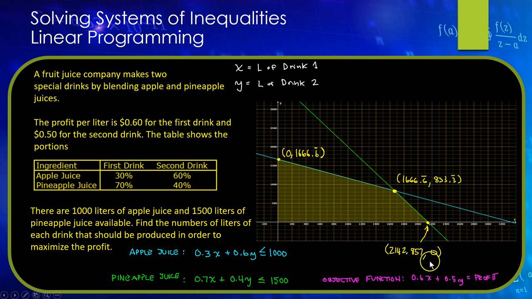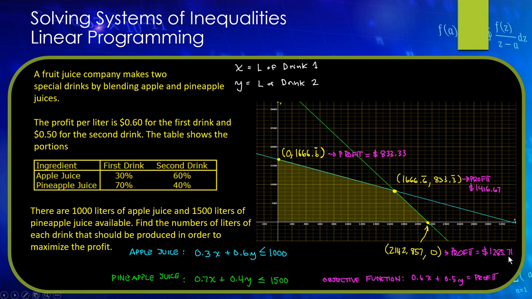So that's going to be 0.6x for 60 cents for each liter of drink 1 and 50 cents for each liter of drink 2. Adding those together will give me the profit. Now, plugging in the x and y values I have in these ordered pairs, this would give me a profit of $833.33 approximately. This would give me a profit of $1,416.67 approximately.